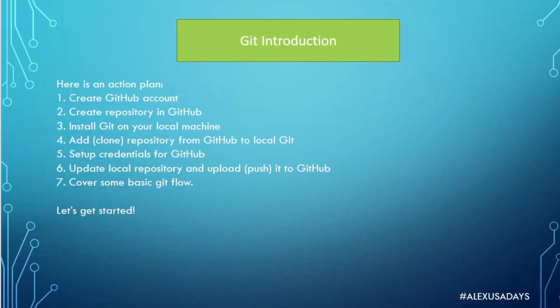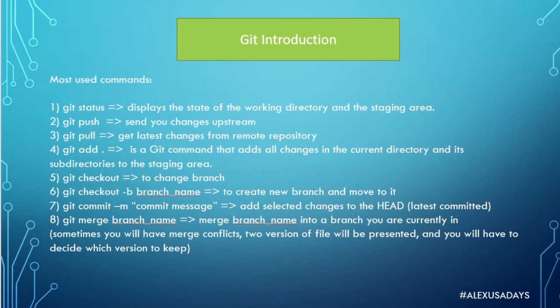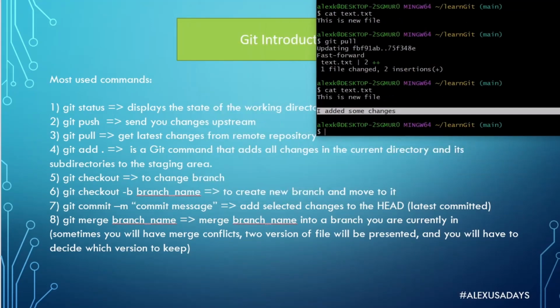Perfect. And let's take a look at our action plan. So we created a GitHub account, we created a repository in GitHub, we installed Git on the local machine, we cloned that repository from GitHub to the local machine, we did the credential setup with the token, we updated the local repository, pushed to GitHub, and actually we pulled updates from GitHub to the local repository. Perfect. So there are some basic commands that are used often.